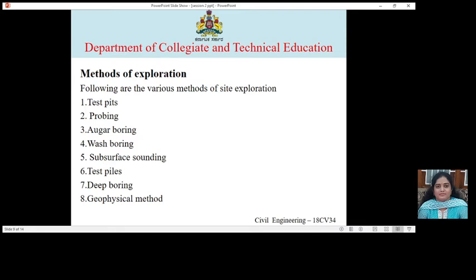All these methods are explained in detail in the learning material which I provided, so you can go through that. Every method has its own specific function, and based on that you have to use a particular method in that particular project.